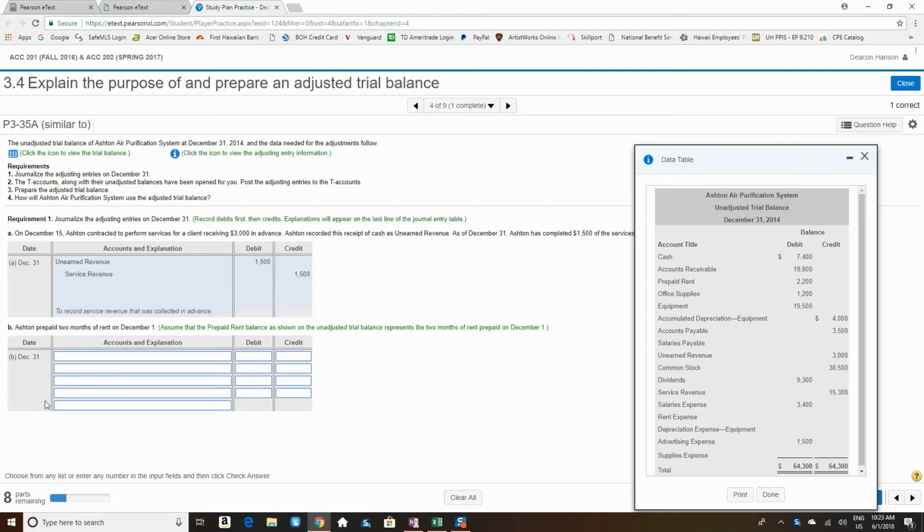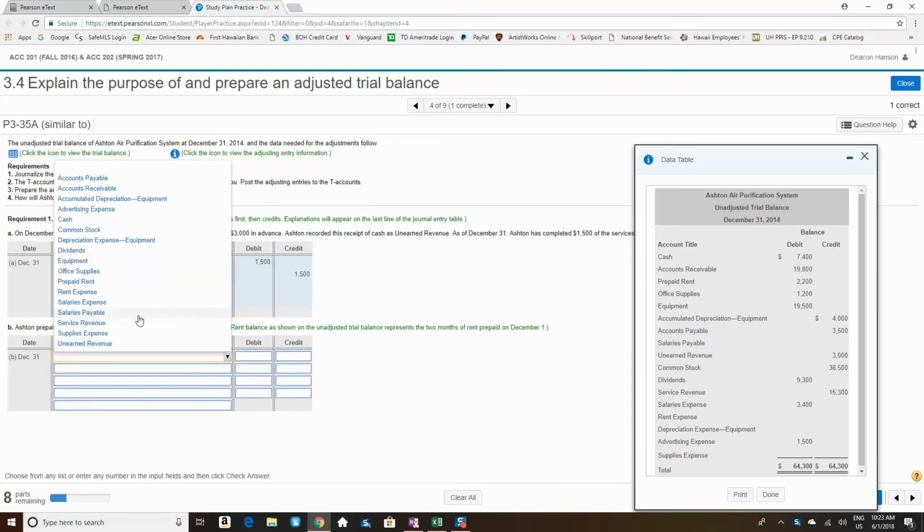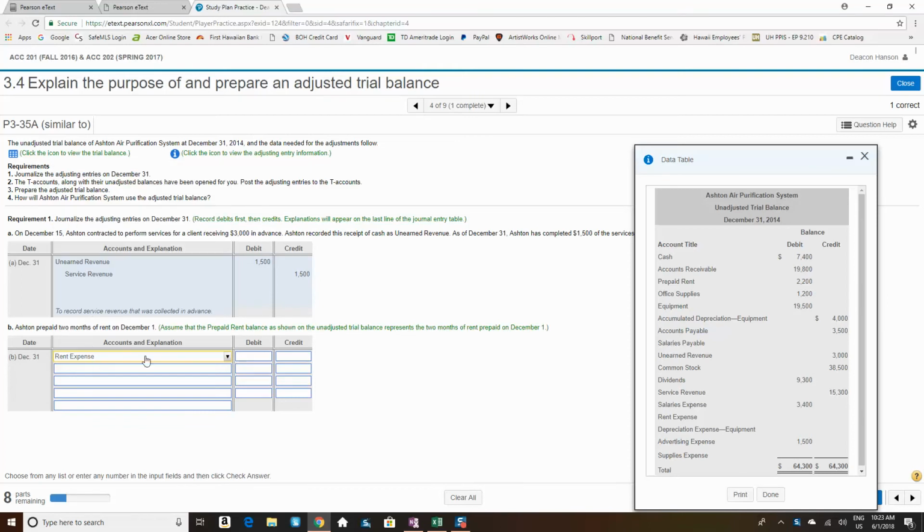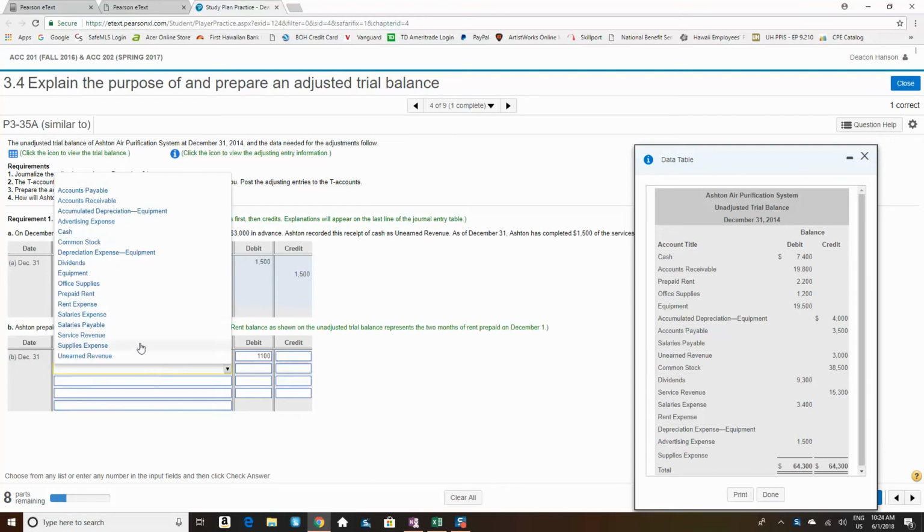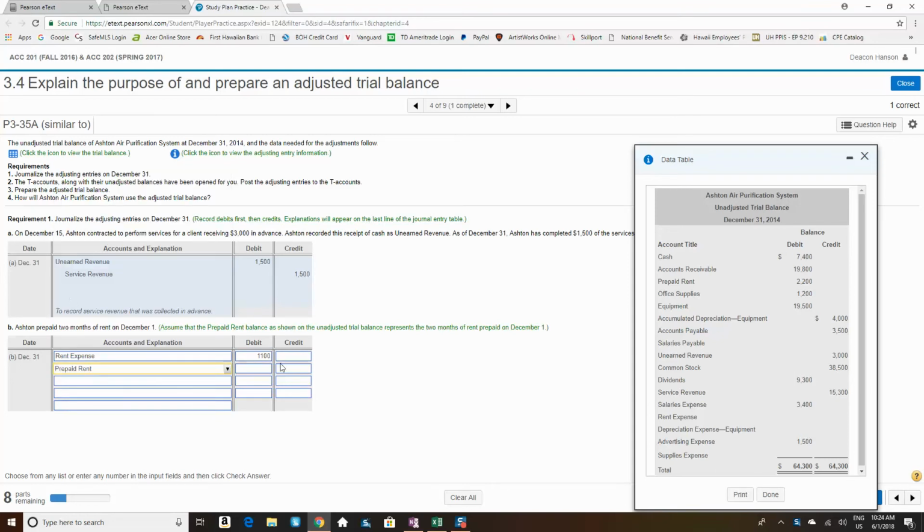Okay, so since we're making financial statements on December 31st, we have to make 1 month's adjustment, because 1 month has gone by from December 1st to December 31st. So what we're going to do is take 1,100, which is 1 month's worth of rent, and take it out of prepaid rent, which is an asset.